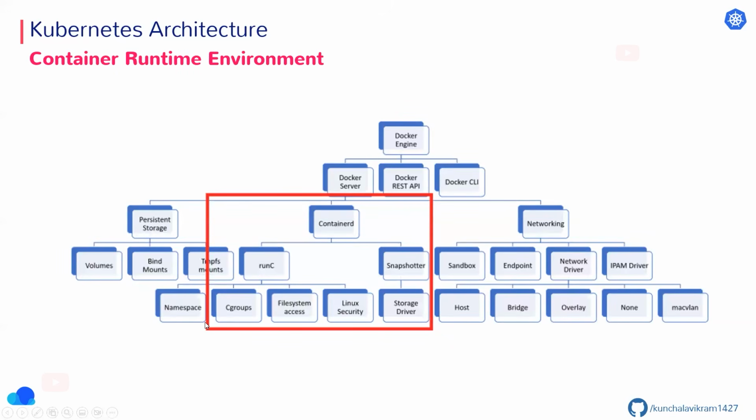If you look at the Docker architecture, Docker internally uses containerd, which is a high-level container runtime. On top of containerd, Docker has implemented the Docker CLI, Docker REST APIs, and the Docker daemon. All these we call the Docker engine. Internally it uses containerd, and containerd internally uses runc, which is the low-level container runtime responsible for creating all your containers using cgroups, namespaces, and all those concepts.